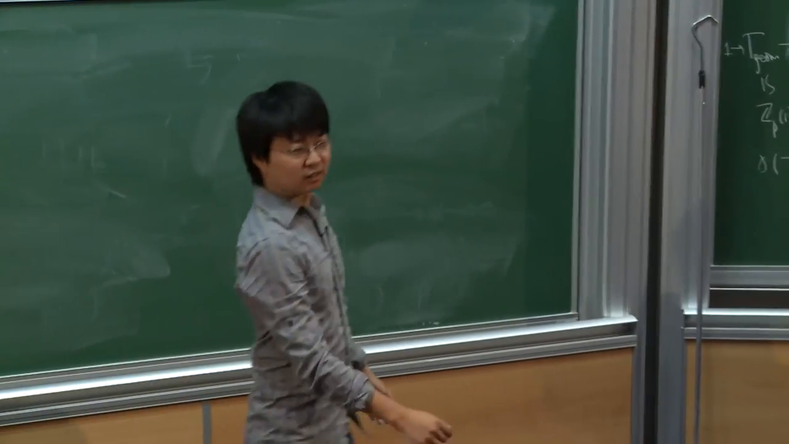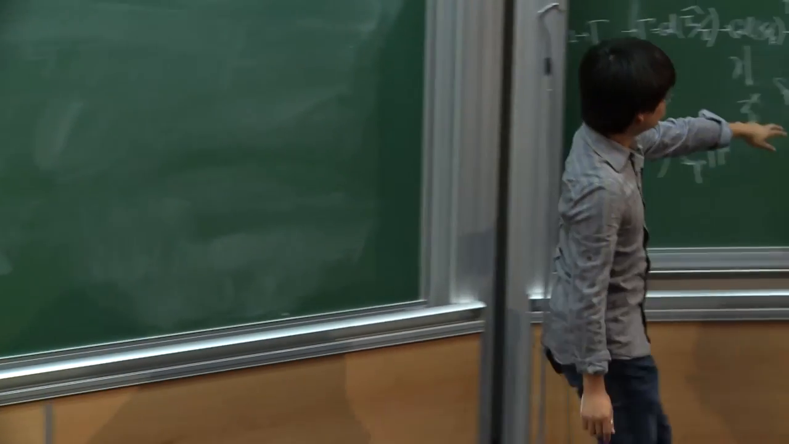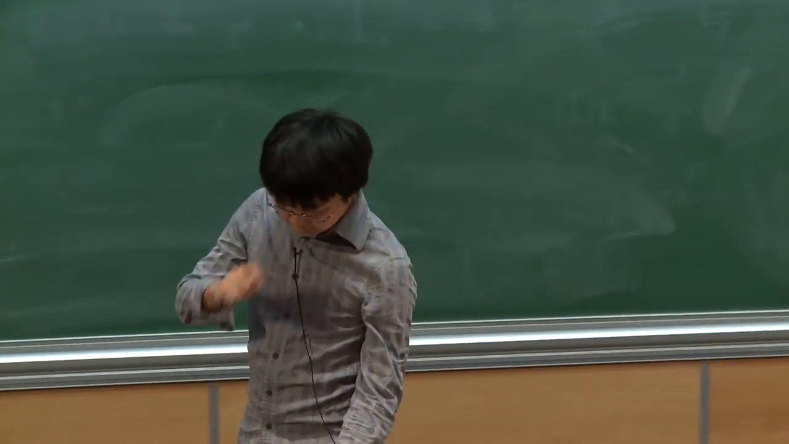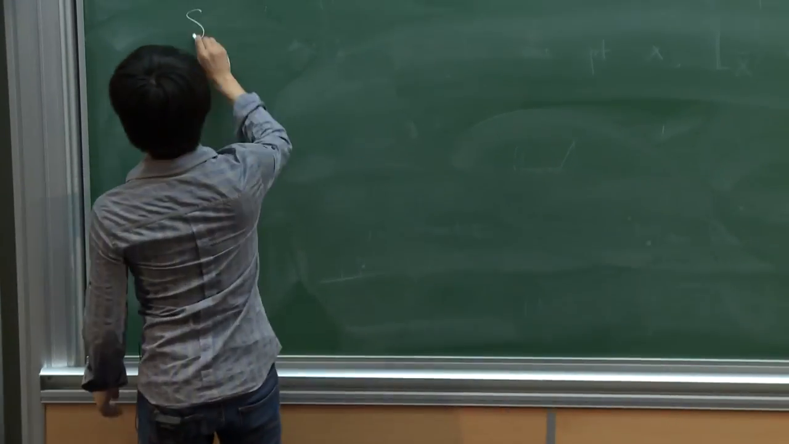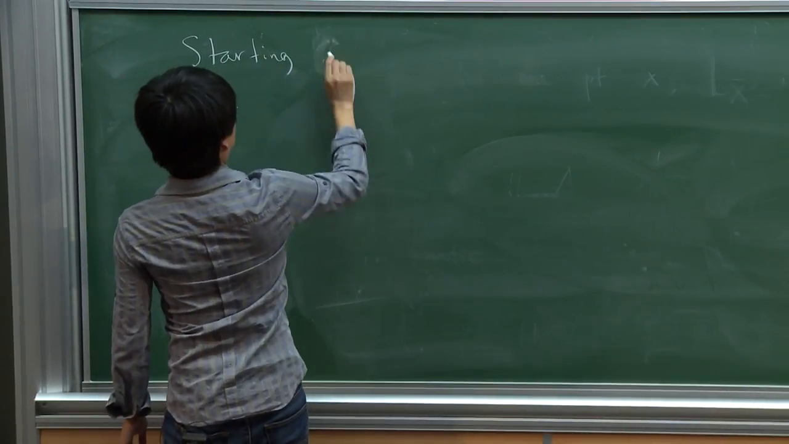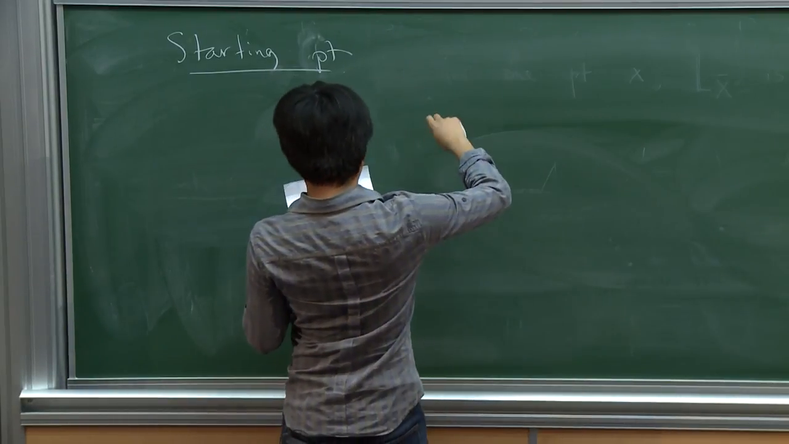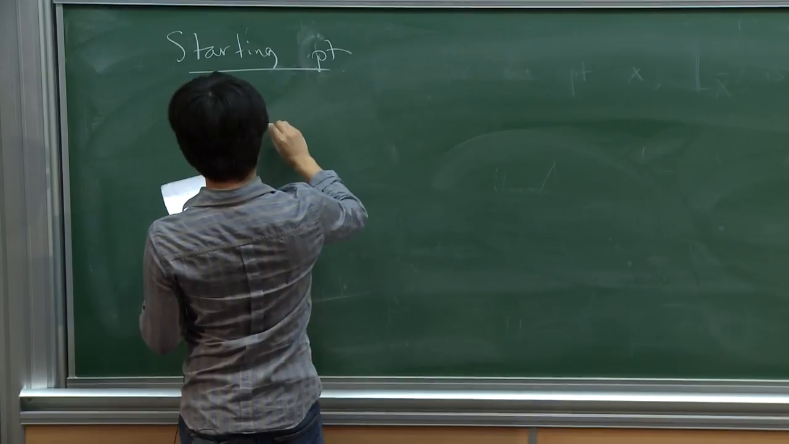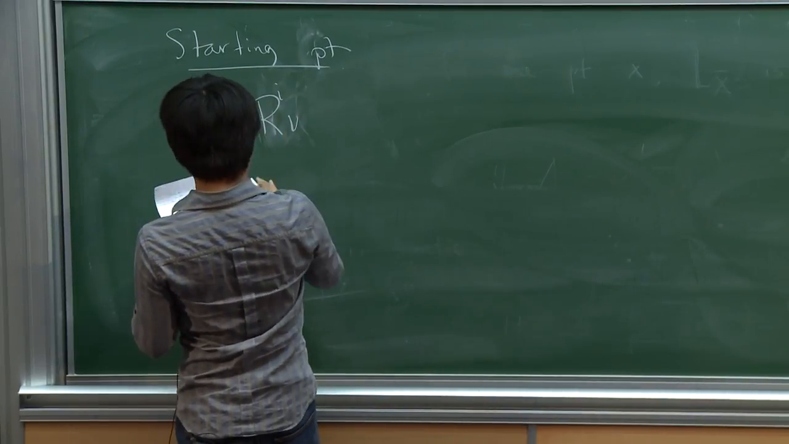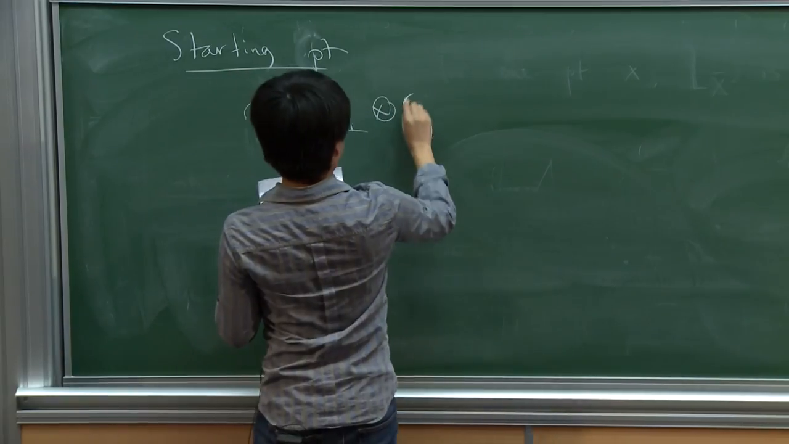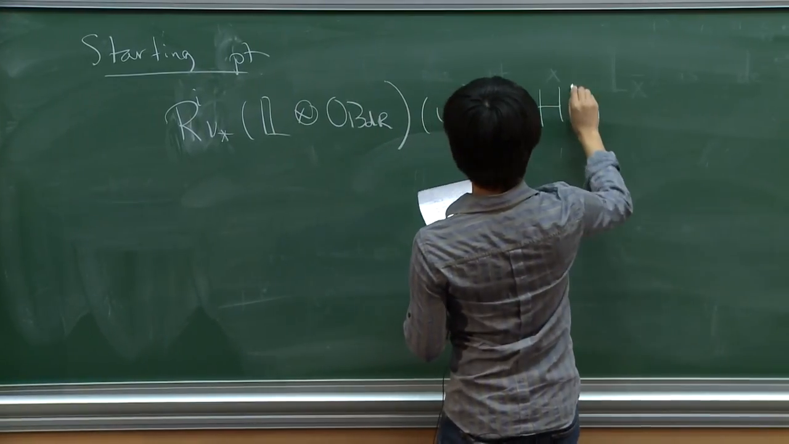So I can assume X is like this. This is my X. Then the starting point: how to calculate some direct image? The starting point is really this business of perfectoid things appearing. If you take the i-th derived pushforward and evaluate at U, this can really be calculated by some Galois cohomology.